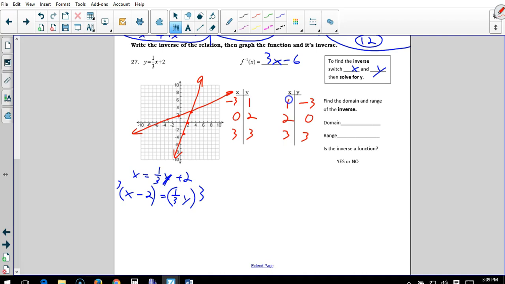Find the domain and range of the inverse. Remember, we're not just listing these, because they go on forever. Those are just the points I picked. So the domain is negative infinity to infinity, and the range, negative infinity to infinity. How far left? How far right? How far down? How far up? Is the inverse a function? Yes, it is. It's a linear function.